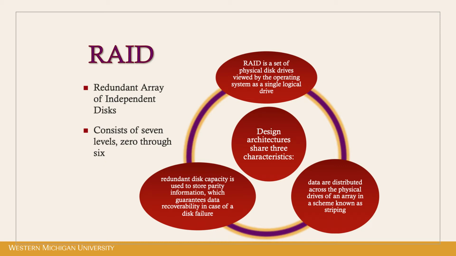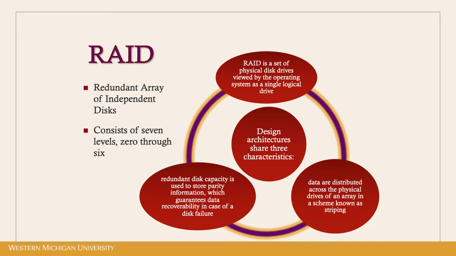So instead of having a single disk that has all my info, and when that fails, I'm out of luck, I can actually set up an array of disks and give myself some protection from the failure of any individual disk. Now, RAID consists of 7 levels, 0 through 6, although you'll see more than that when you read or hear about it. You might hear about things like RAID 10 or RAID 50. Those are actually combinations of these 7 basic approaches.